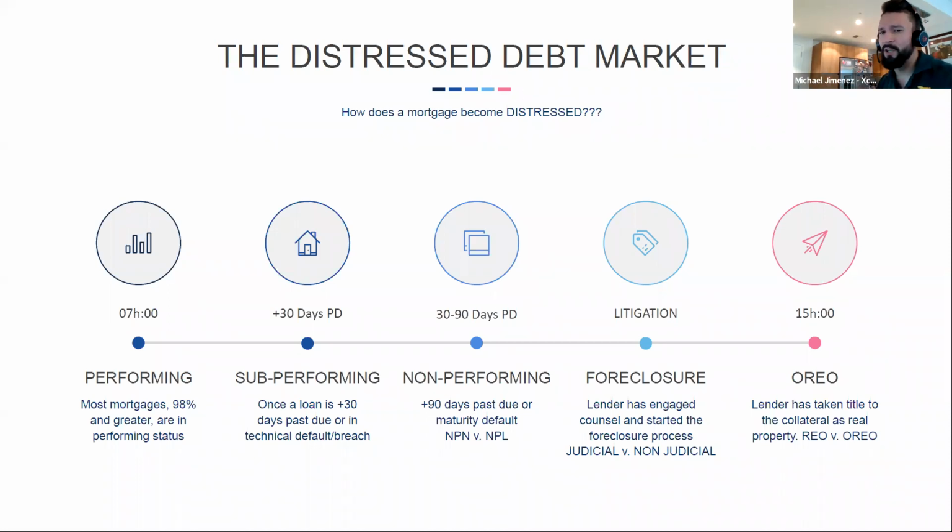So judicial versus non-judicial, right? Do I have to go to a judge and a jury, and do we have to go through this long drawn-out process? What is the judicial foreclosure process? Versus non-judicial, which is typically easier to get your title back and to get a decision rendered from the court, right? So that's that. Once you foreclose and the lender takes back title, now it becomes OREO.